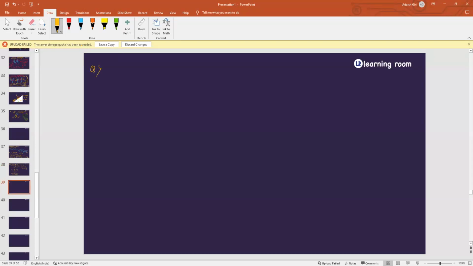Fourth question. Fourth question says that -15 less than equals to 3x minus 2 whole divided by 5 less than equals to 0. Go on, do it fast. These are easy. Do it as quick as you can, but without making any mistake.